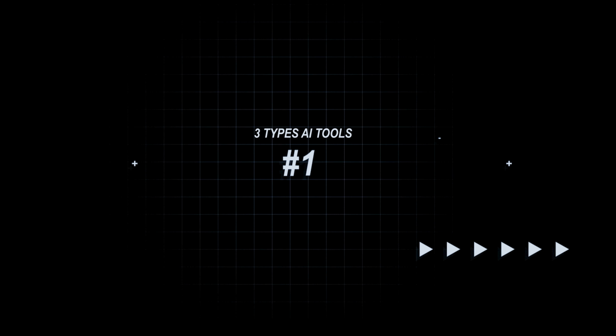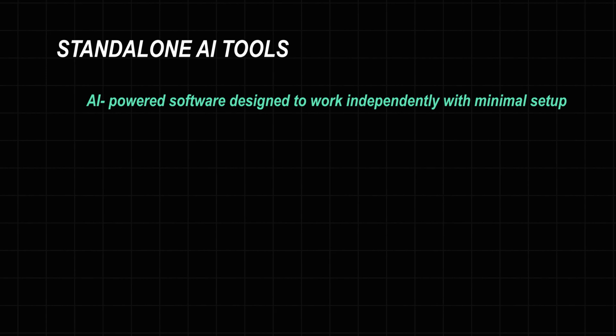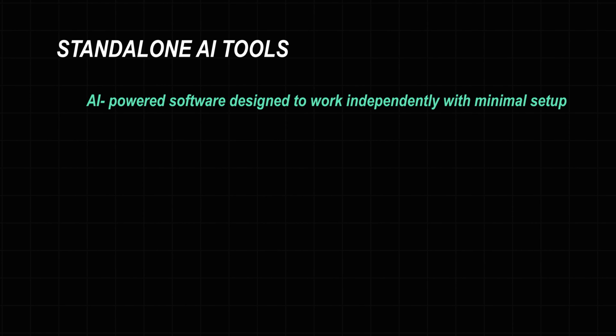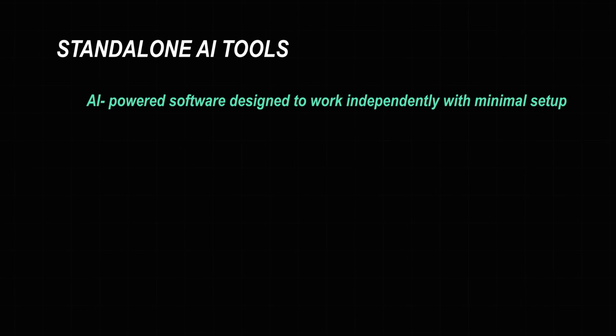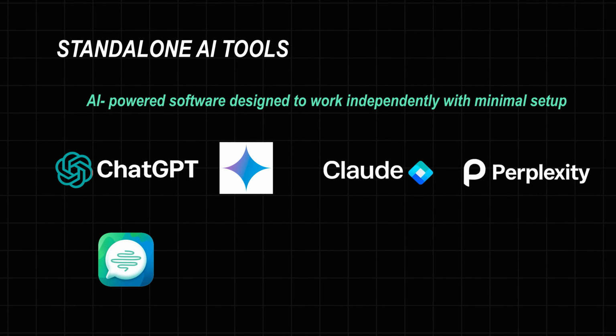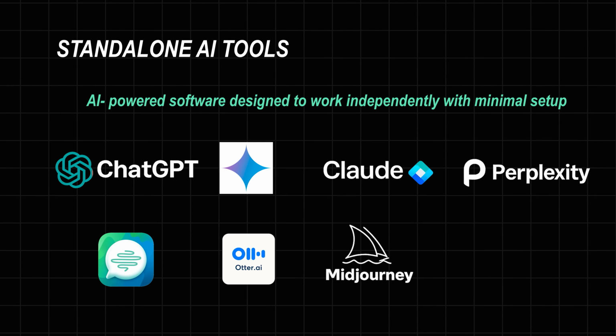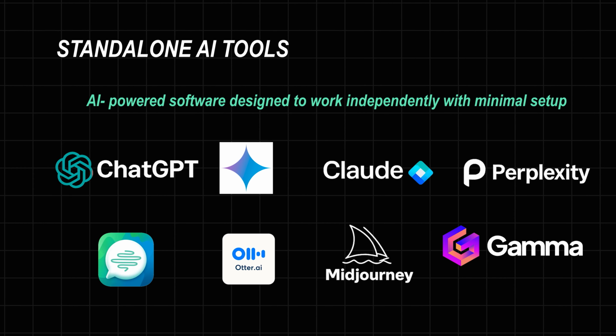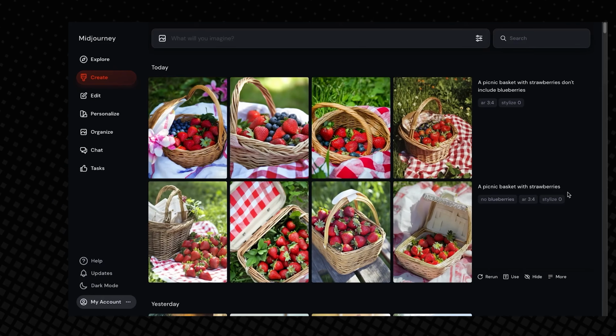Takeaway number 1. Broadly speaking, there are 3 types of AI tools out there. First, standalone tools are AI-powered software designed to work independently with minimal setup. This category includes general purpose chatbots like ChatGPT, Gemini, Claude, and Perplexity, as well as specialized apps like Spyco, Otter AI, Midjourney, and Gamma. Although they serve completely different needs, all these tools are classified as standalone because they can be accessed directly through their website or apps and can be used without integration, without other software.